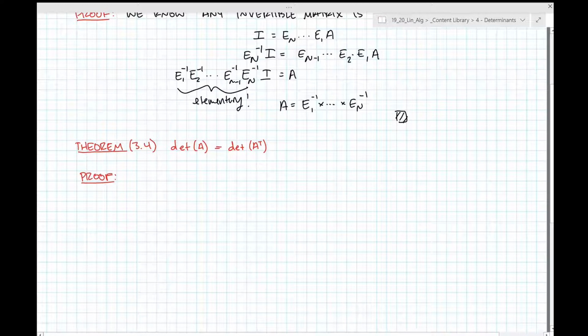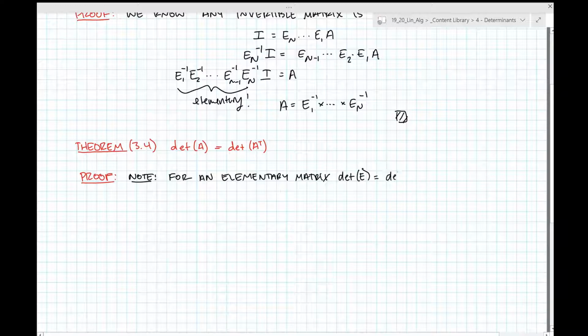One more thing that I want to note before we really get into it: for an elementary matrix, which is going to be sort of the building block here, the determinant of that elementary matrix is the determinant of the elementary matrix transposed. You could check it. It's not necessarily that hard, but time is short and we're not going to do it.